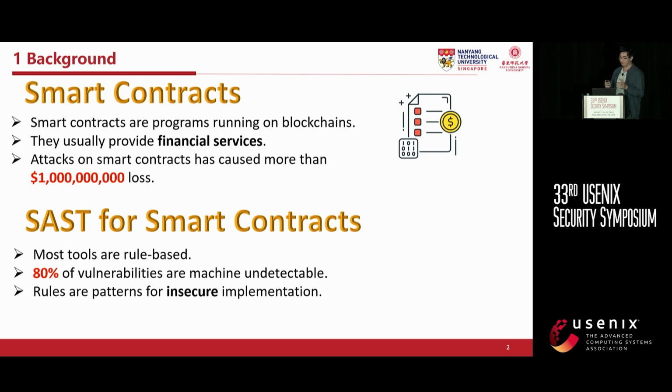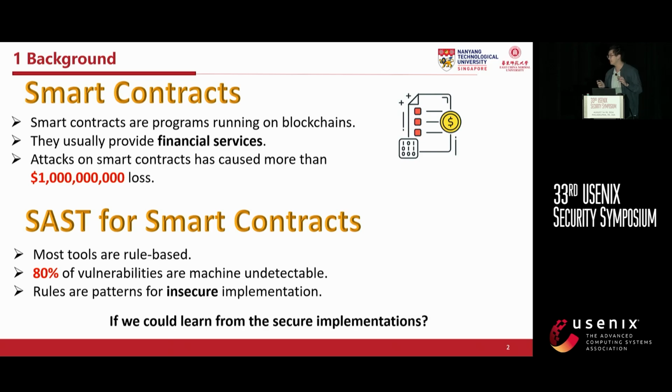But if we look deeper into the SAST tools, we may find that each rule is a summarization of an insecure implementation. So if we change our way of thinking, it is possible to collect all the secure implementations. When there is code that needs to be checked, we just check whether it obeys the secure implementation. If there is a difference, it may be vulnerable.